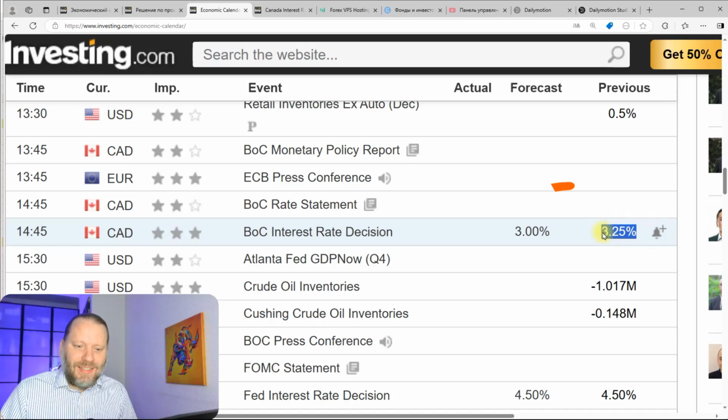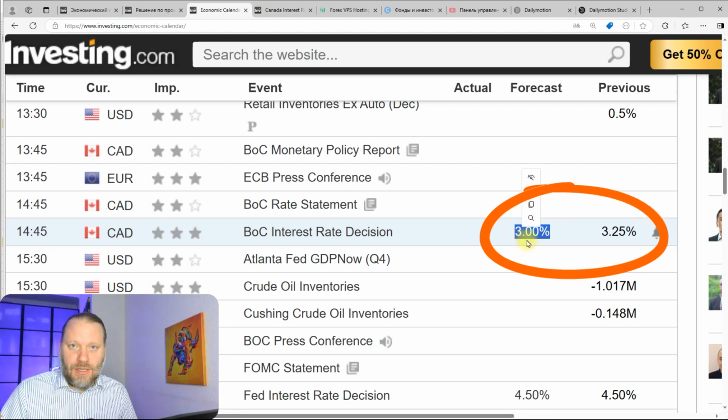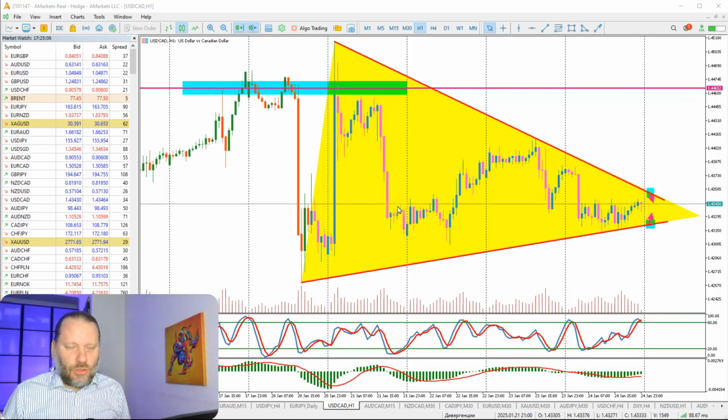Look, on Wednesday, January 29th, there will be news about the interest rate decision of the Central Bank of Canada. The previous value was 3.25 and the forecast is 3.0. This means that if the interest rate is cut, it is highly likely that the Canadian dollar could fall. And if you sell the dollar Canadian dollar pair, you lose money. Why? Let me show you on the chart right now.